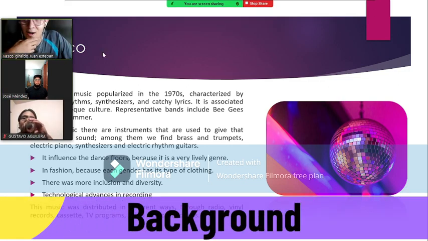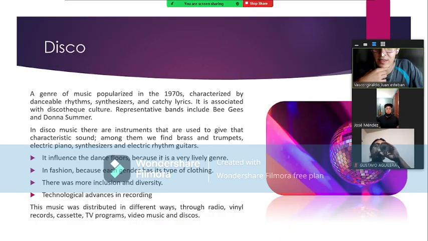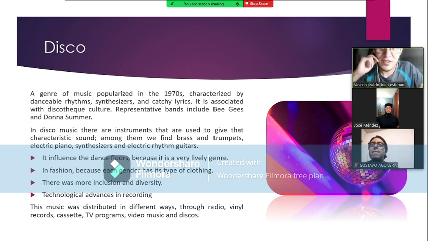Now I talk about the disco genre. This is a genre of music that emerged in the 1970s, characterized by danceable elements, synthesizers, and catchy lyrics. It is associated with discotheque culture. Representative bands include the Bee Gees and Donna Summer.